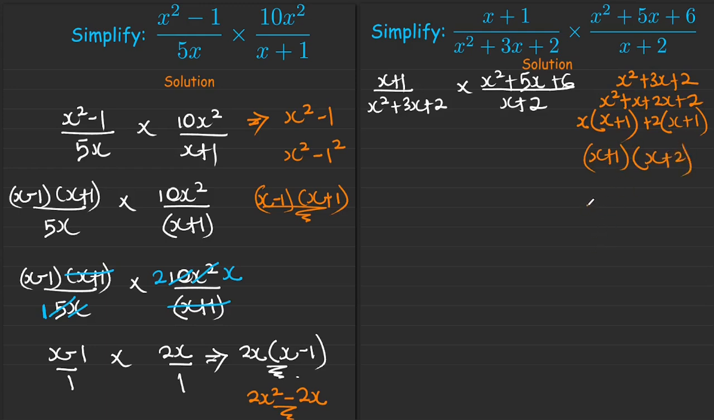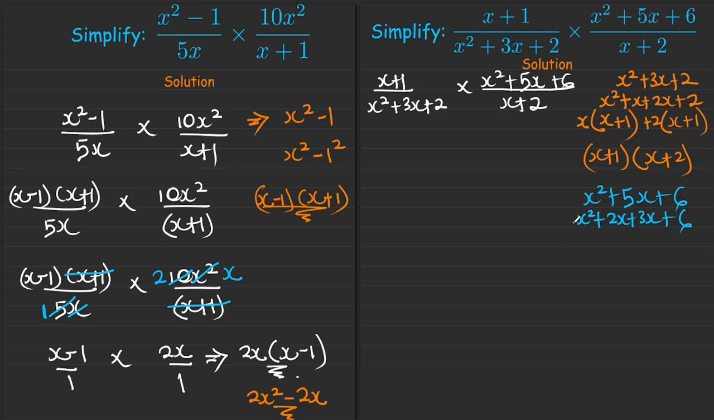For the second one, which was x squared plus 5x plus 6, we still use our factorization to do that. We have the coefficient of x squared being 1, so 1 times 6 gives us a 6. The factor pairs of 6 which when added give us 5 are what? 2 and 3. Hence, we have x squared plus 2x plus 3x plus 6.